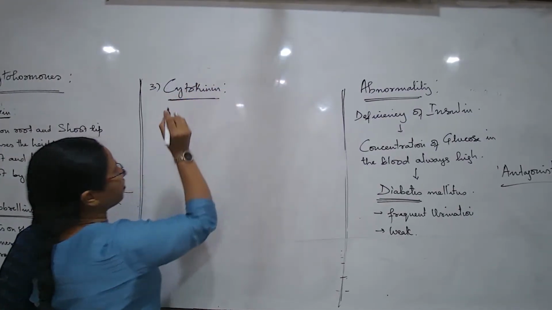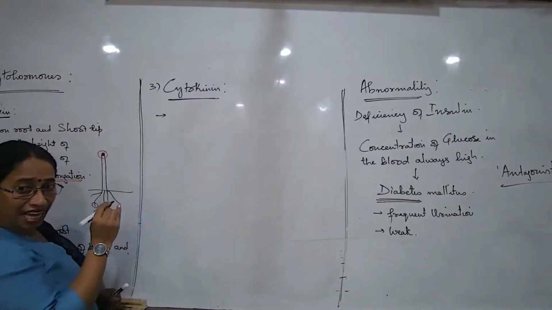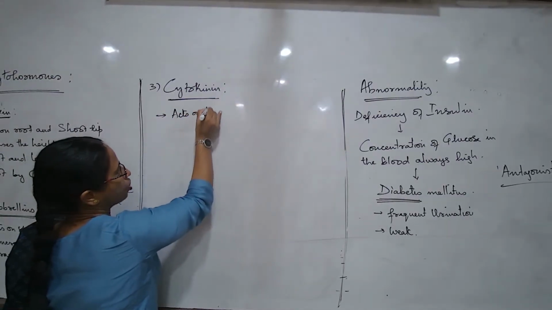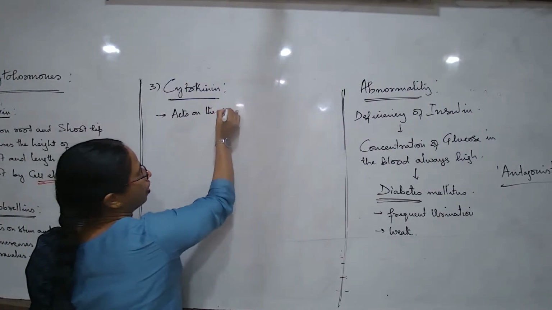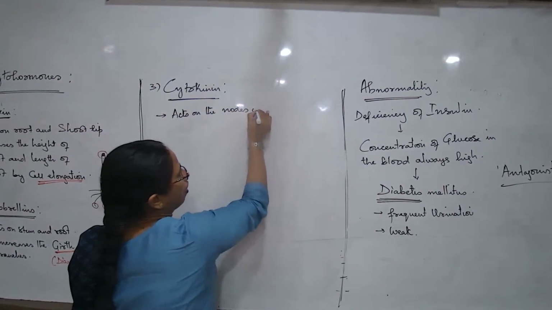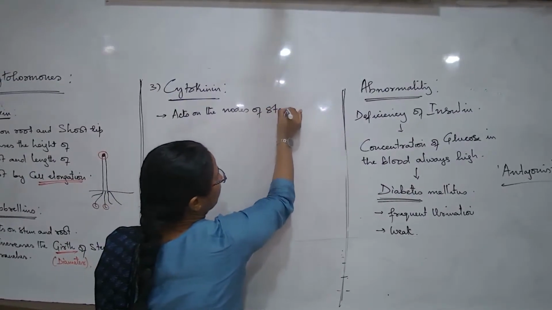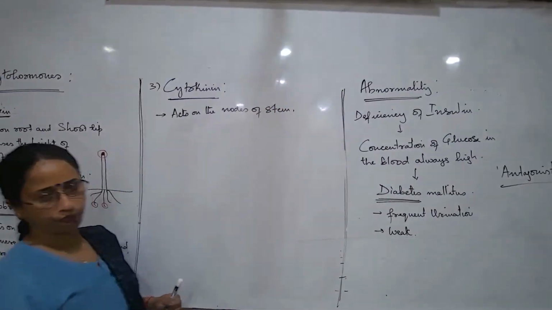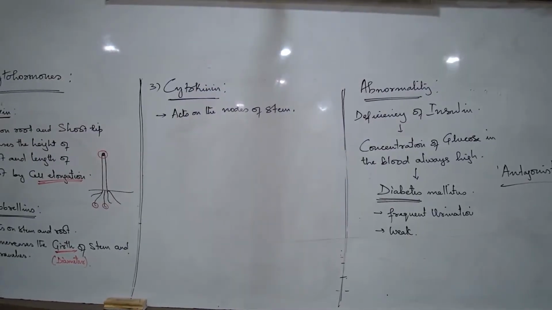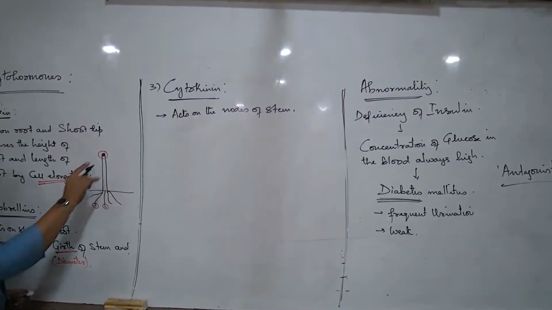What is the job of cytokinin? Where does it act? It acts on the nodes of the stem. Cytokinin is another type of hormone. When I say nodes of the stem, what are you understanding?